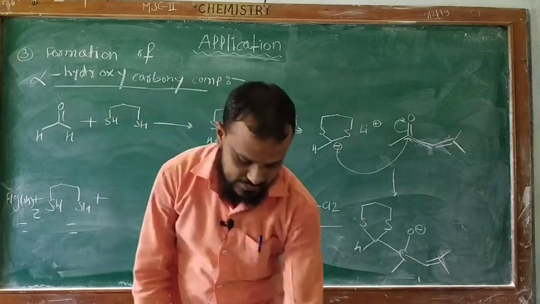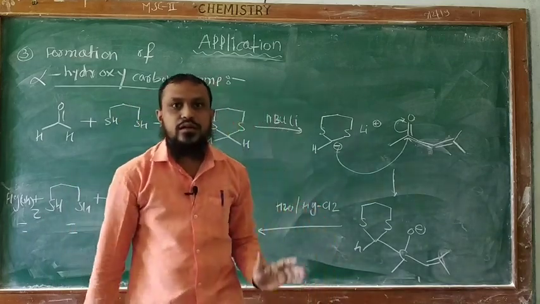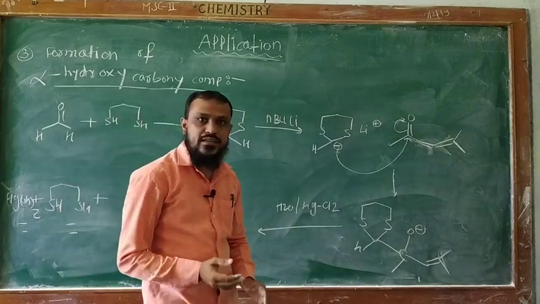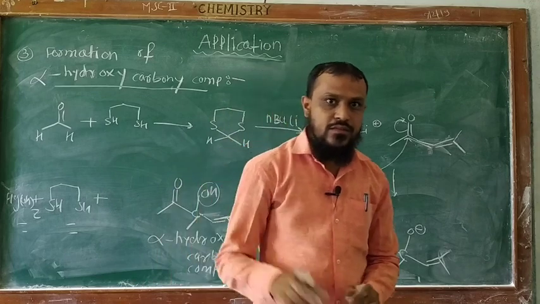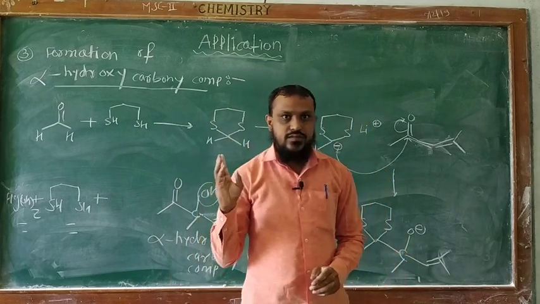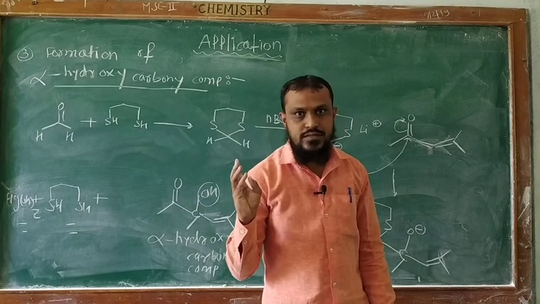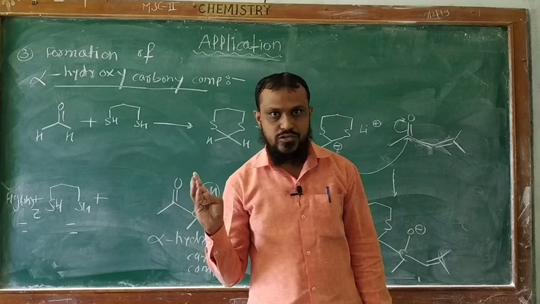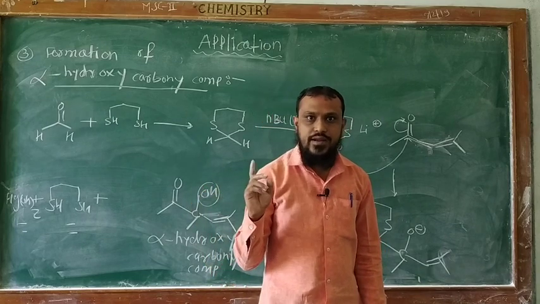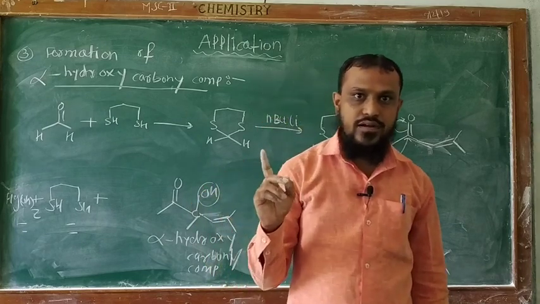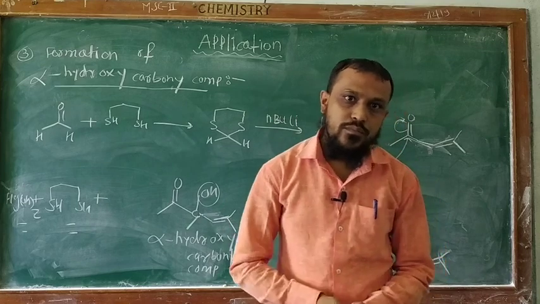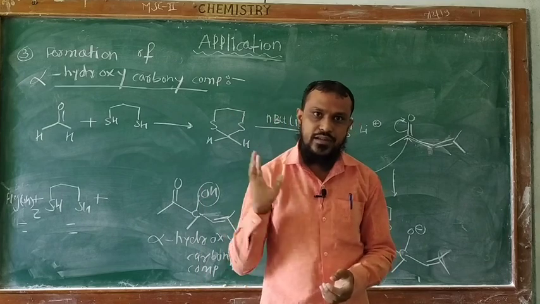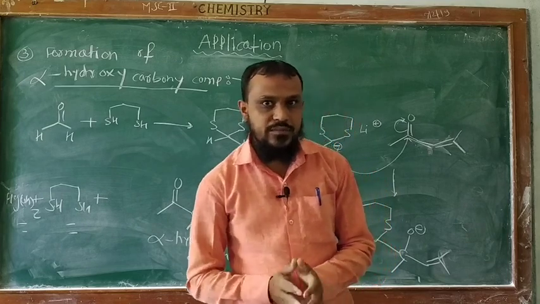So this is all about the synthetic application of Umpolung concept by the use of Umpolung reagent 1,3-dithiane. Okay, there are 4 applications. First is formation of new C-C bond. Second one is formation of dicarbonyl compound. Third one is formation of beta-hydroxy carbonyl compound, and fourth is formation of alpha-hydroxy carbonyl compound. I hope you will understand better. If you have any problem regarding this topic, you can ask me personally. Okay.